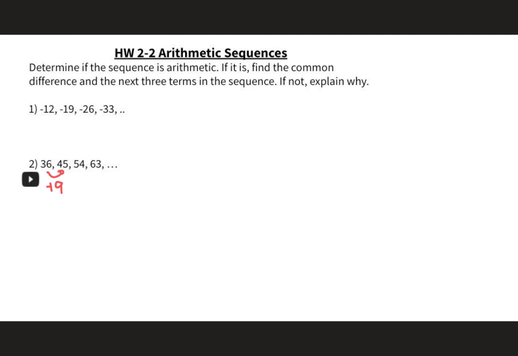So let's see if that pattern follows for the remaining terms. 45 plus 9 gives me 54. So far so good. And let's just check one more. 54 plus 9 gives me 63. So it looks like we do have a common difference. So yes, it is arithmetic. My common difference is going to be positive 9. And then my next 3 terms, so 63 plus 9 would be 72. 72 plus 9 gives me 81. And 81 plus 9 would give me 90.